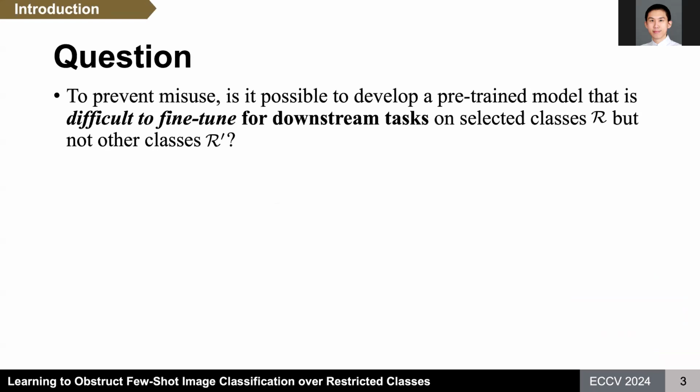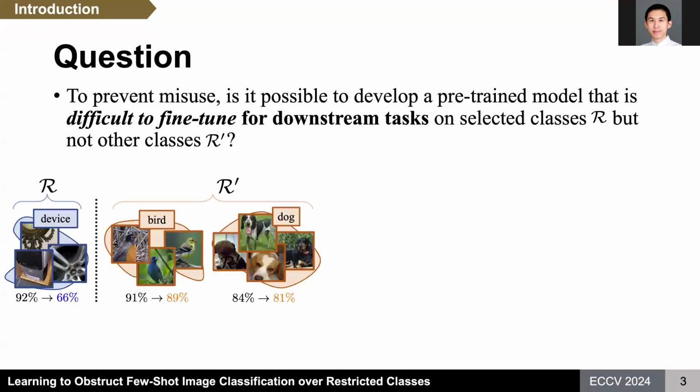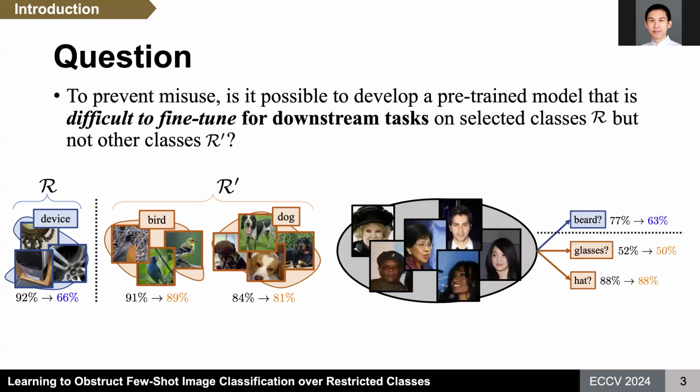To mitigate these risks, in this work we ask, is it possible to develop a pre-trained model that is difficult to fine-tune for some downstream tasks on selected classes but not others? Here, we denote the classes or attribute that we want to prevent the model from learning as R, while the others are denoted as R prime. For example, we do not want the model to learn the classification on devices but still excel on animal species. Or we do not want the model to be fine-tuned for detecting whether a person has a beard.